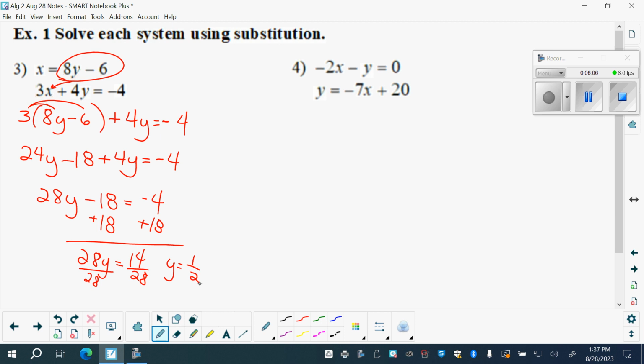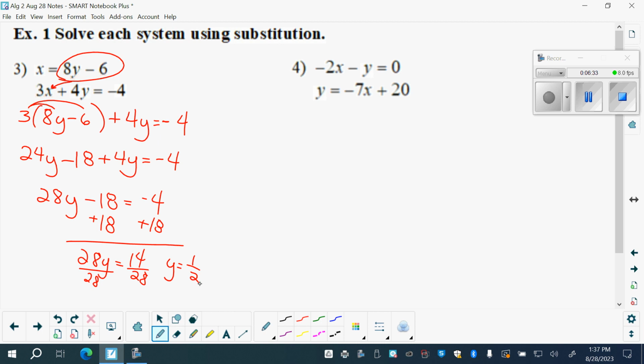Are we done? Wait. Most of the time when we go to solve, our answer is going to be a point. Is y equals 1/2 a point? It is a y value. It is not a point. We need, what else do we need? We need the x value. So we need to find out what x is.